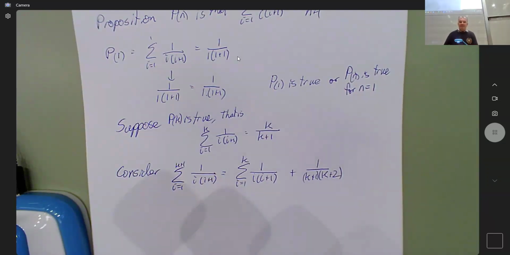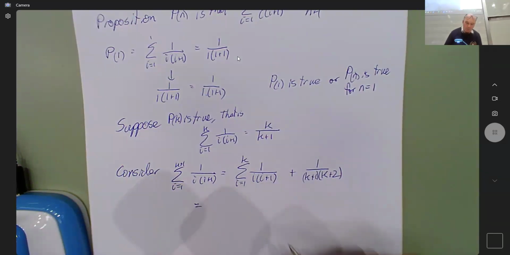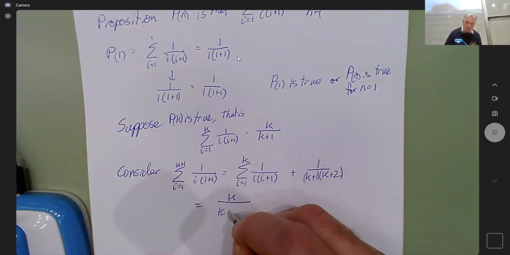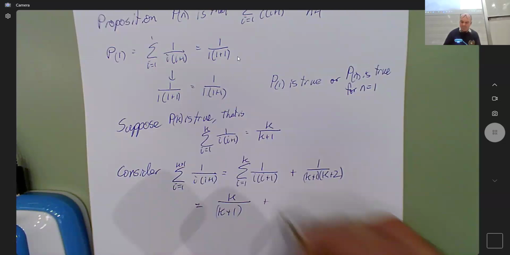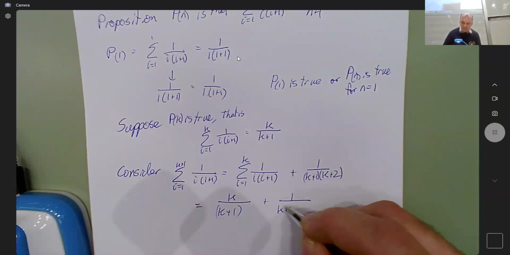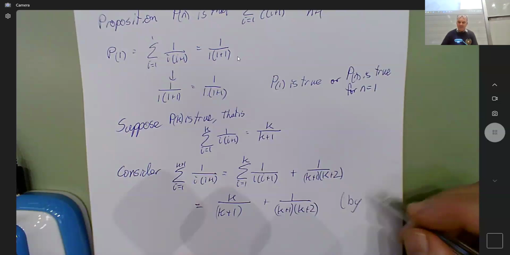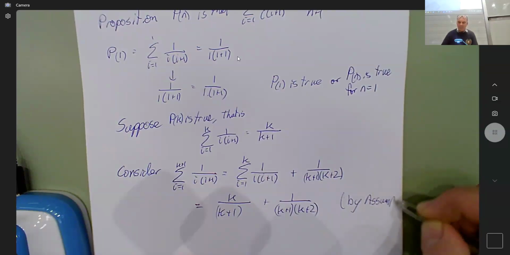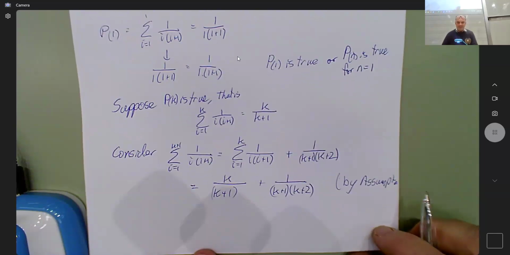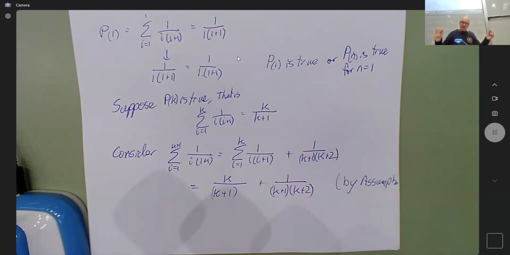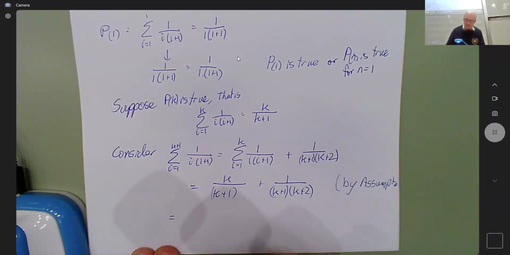Now I can say something. I can actually go, well, this is going to be equal to k on k plus 1 plus 1 on k plus 1, k plus 2. If I really want to, I can say by assumption. Now, I want to do the mythical magical thing. I've got two fractions. We love fractions. We've got the sum of fractions, so we've got to create a common denominator. Woohoo, I hear you all going, yeah, of course we do. That sounds like a great thing, Nick. Let's do a common denominator.